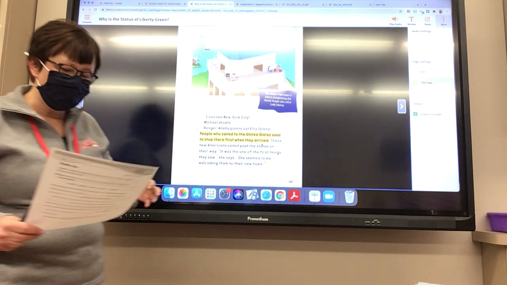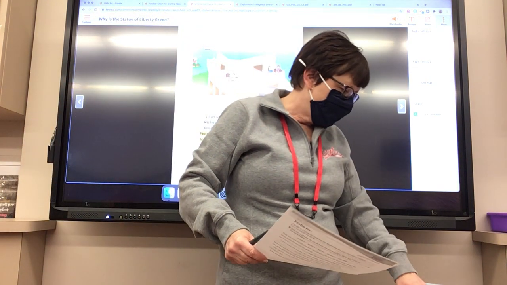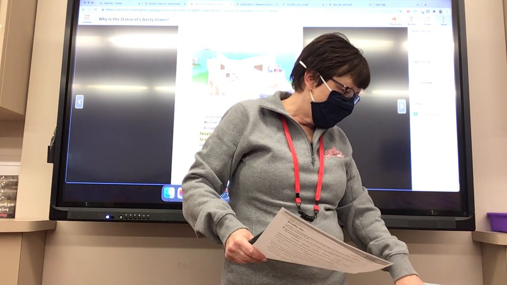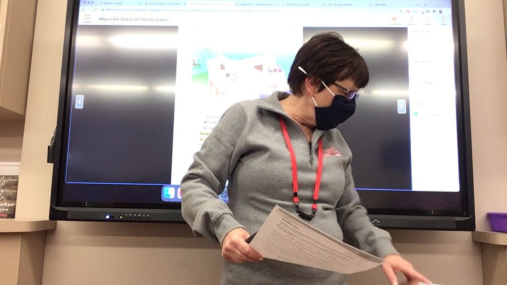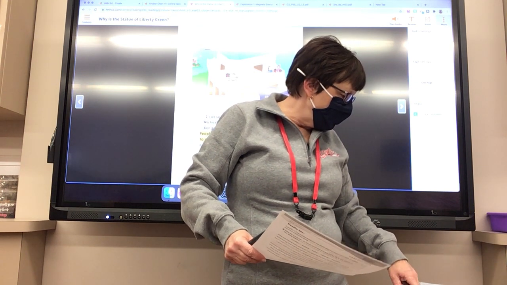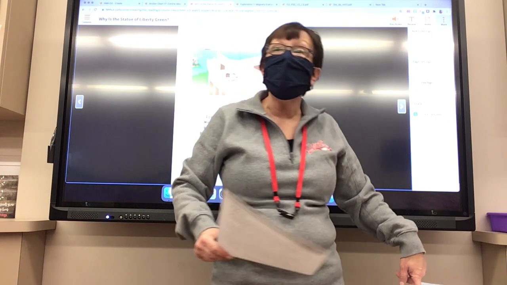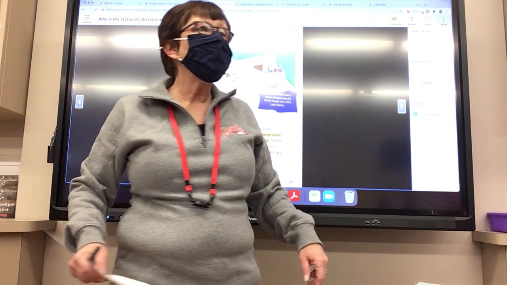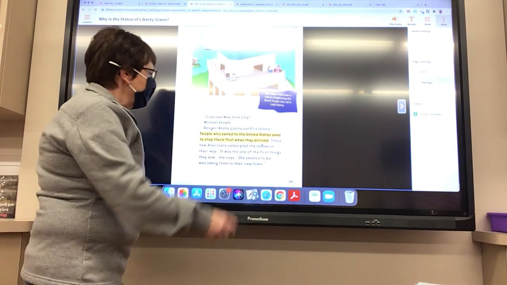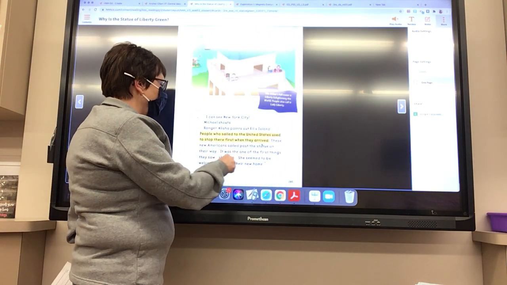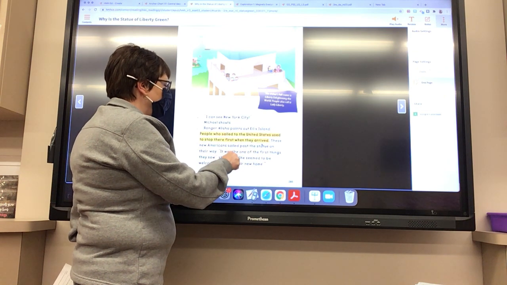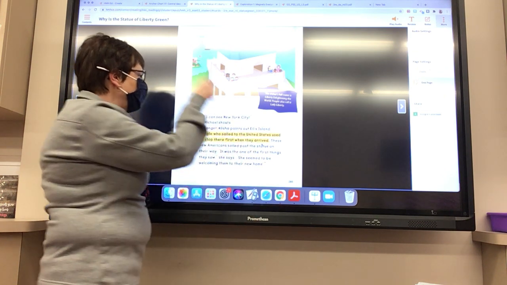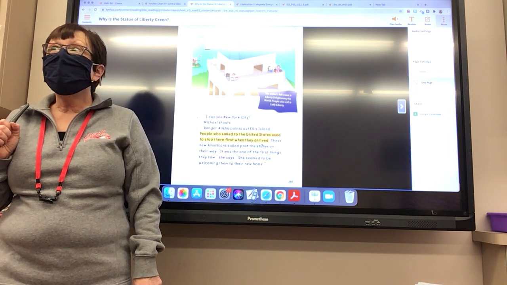Claire, what else could we say? It says, she seems to be welcoming them to their new home. Yes, the statue seemed to be, it says here, she seemed to be welcoming them to their new home. Everybody with your pencil, underline that last sentence where it says she seemed to be welcoming them to their new home. We can underline that. That supports them. What else?